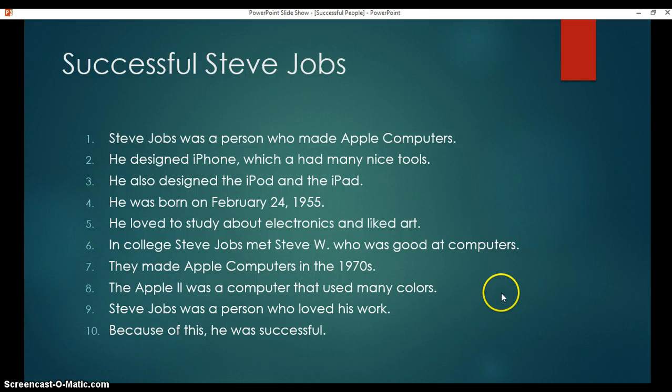Now, if you notice, we sort of did some grammar practice this week. So I'd like for you to practice writing some of the sentences that we practiced. So what I mean by that is, number one, you can see Steve Jobs was a person who made Apple computers, right? Remember those sentences? And then number two is also very similar. He designed the iPhone, which had many nice tools.